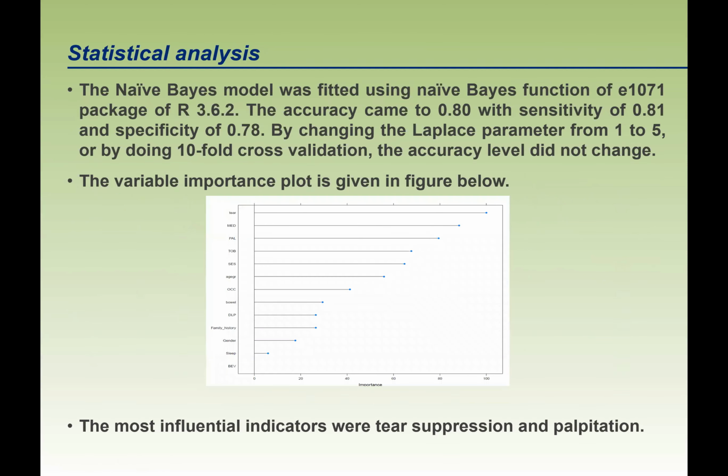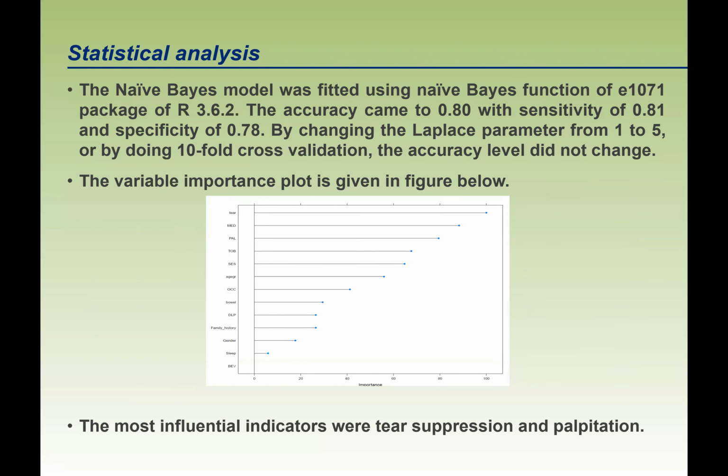The Naïve Bayes model was fitted using the naiveBayes function of the e1071 package of R 3.6.2. The accuracy came to 0.8, with a sensitivity of 0.81 and specificity of 0.78. These values come from the confusion matrix, that is, a two-way table of predicted and actual values of CAD. Now, by changing the Laplace parameter from 1 to 5 or by doing a 10-fold cross validation, the accuracy level did not change. The fitting was repeated for several Laplace values.